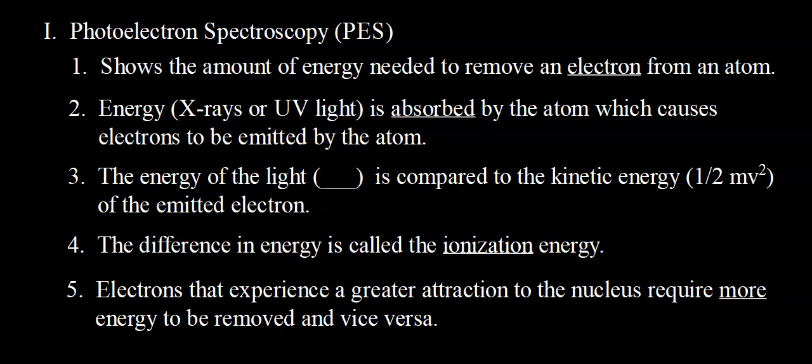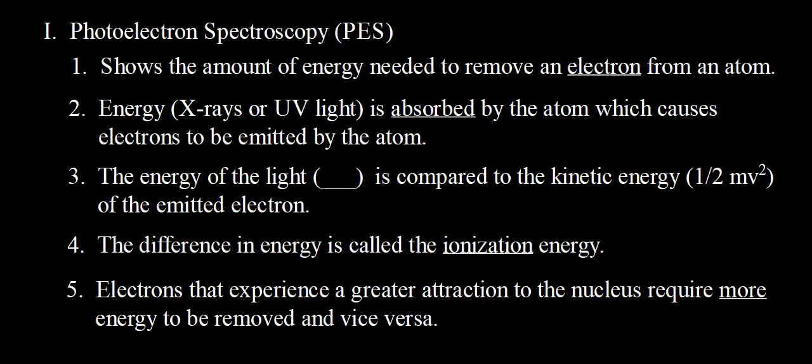So there's this new topic added to the AP curriculum a few years ago. It's called Photoelectron Spectroscopy, or PES. You need to be able to read photoelectron spectrums. It's basically a graph. I'll show you some examples in a bit. So here's what it involves. And again, it goes back to electron configurations.